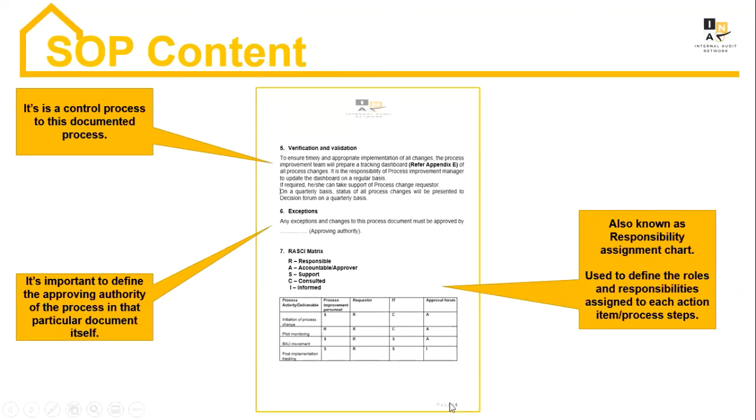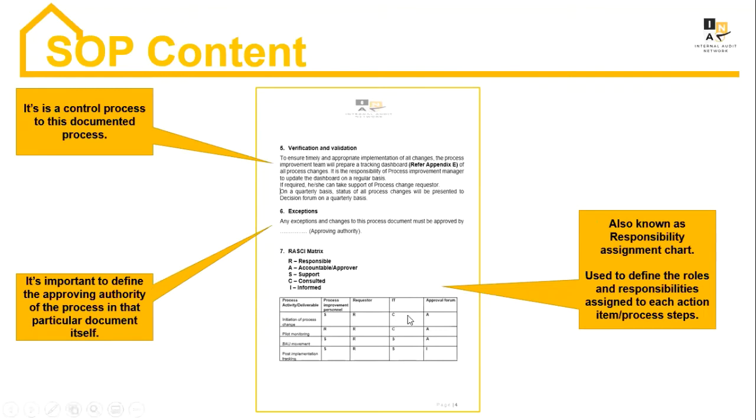Okay. In this RACI example, our first phase was initiation, the initiation of process change. For initiation of process change, who is responsible? The requester. These are the process steps, and these are the names of the personnel responsible for each task. The process improvement personnel supports that requester in making the justification PPT or process change format so that it could go to the approval forum. The approval forum is your approving authority.